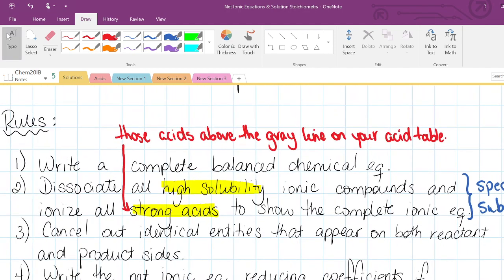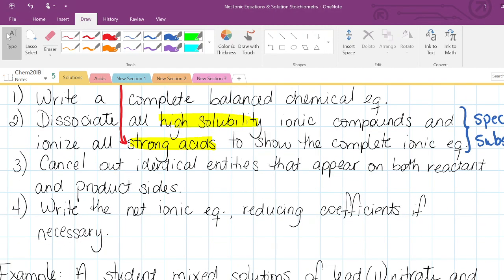Now, once you do that, you're going to ionize or dissociate all of those high solubility substances. And what you're going to notice when you do that is that you have some substances that are repeated on the reactant side and on the product side. When you notice that those substances are repeated on the reactants and on the products, you're going to cancel them out. So you're going to cancel out identical entities that appear on both reactant and product sides. And whatever is left over, that is going to be your net ionic equation. That's going to show you what is actively driving the reaction forward.